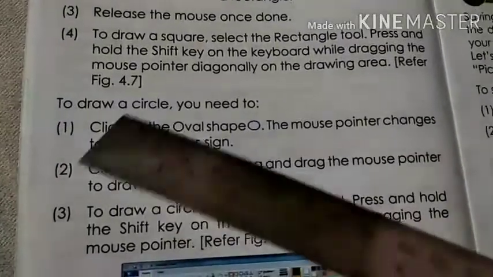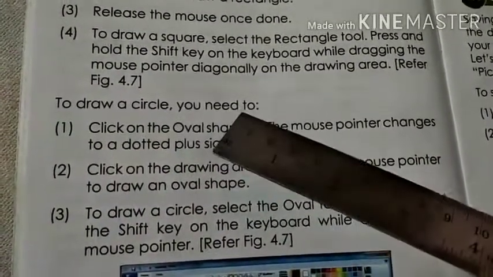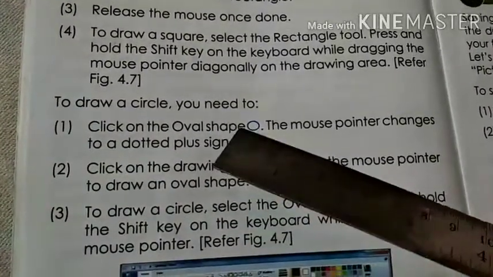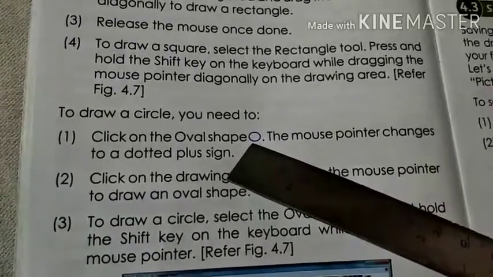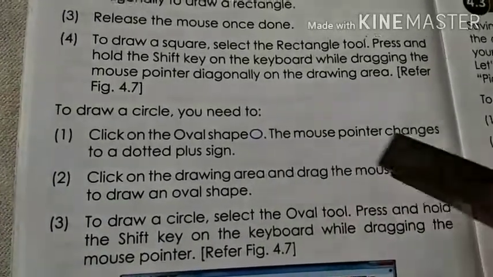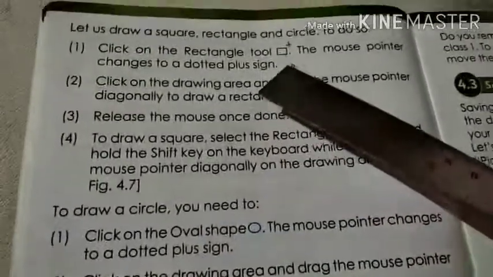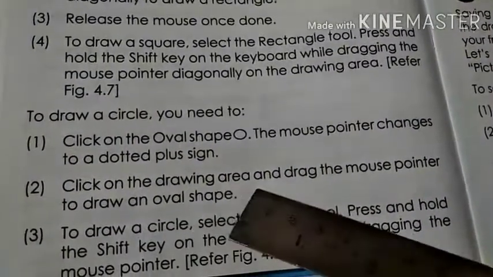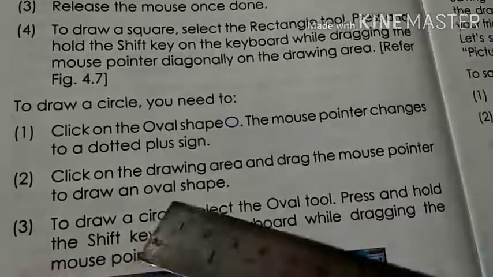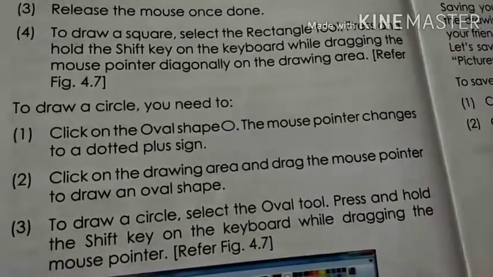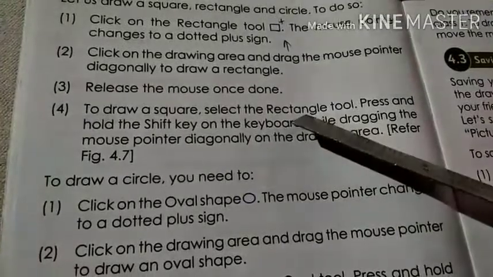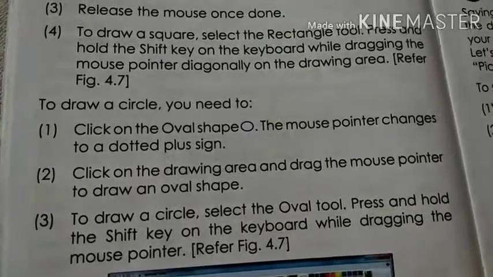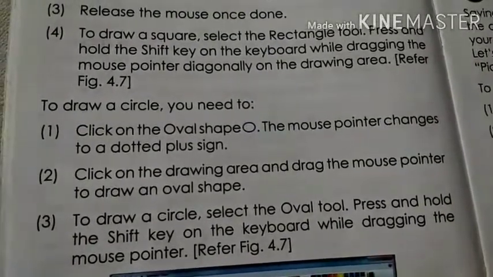Next we are going to draw a circle. If you want to draw a circle, how will you draw? Click on the oval shape. This shape is available in the shape group. The mouse pointer changes into a dotted plus sign. Again this sign will appear instead of the arrow. Click on the drawing area and drag the mouse pointer to draw an oval shape. Same as we have learned while drawing a rectangle shape in MS Paint. Same, you have to click on the drawing area and drag the mouse pointer to draw an oval shape.